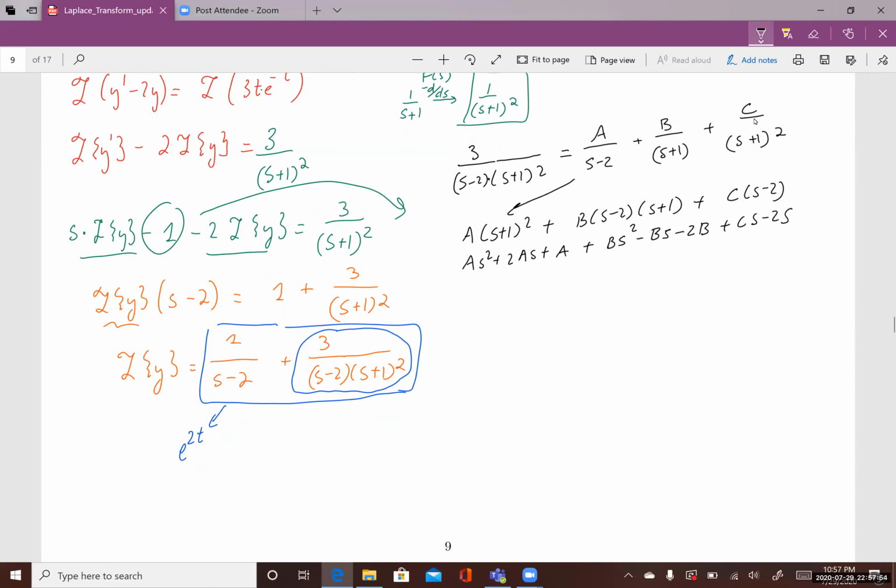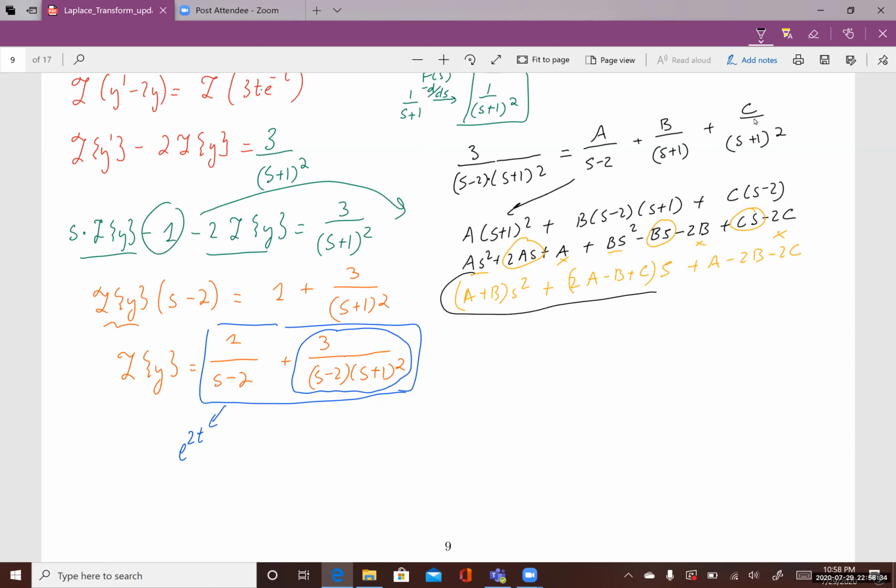Okay, and then at this point, I want to group like terms together. So (A plus B) S squared, and you have AS, BS, CS, plus (2A minus B plus C) S, and then the constants, plus A minus 2B minus 2C. Okay, so this is the numerator.